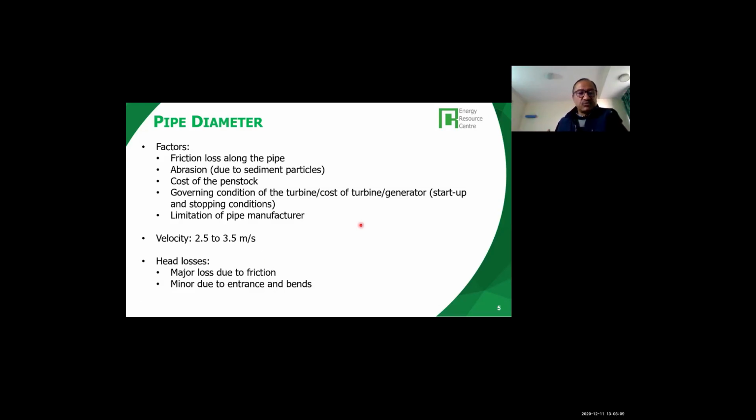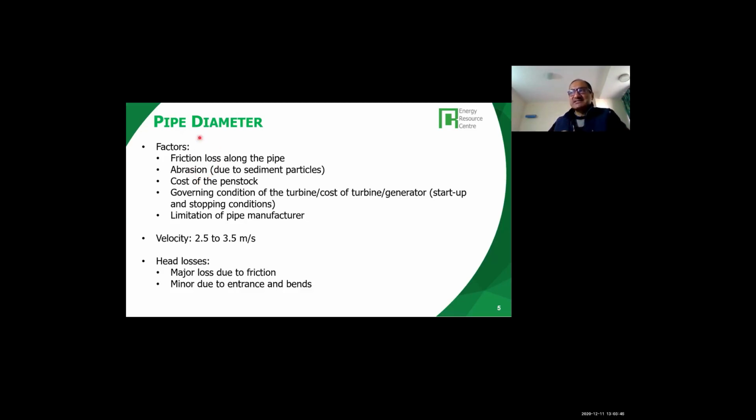As I mentioned, the most important thing is basically the diameter of the pipe. When you decide on the diameter, you want to minimize the loss in the pipe. If you have a large diameter, the loss is low, and for a given discharge the velocity will be low. But the cost will be higher. If you have a smaller diameter, the friction loss can be more.